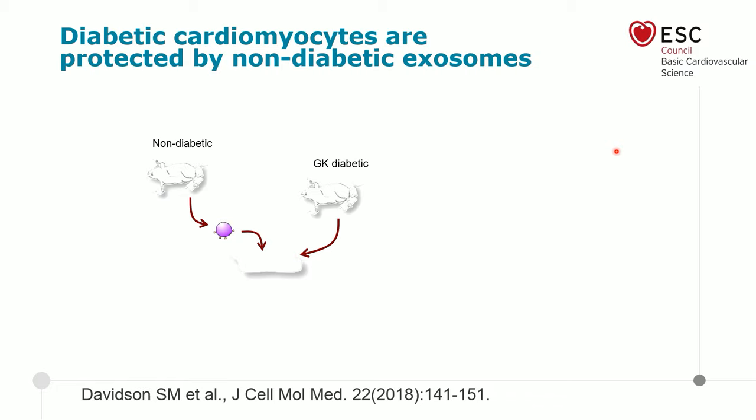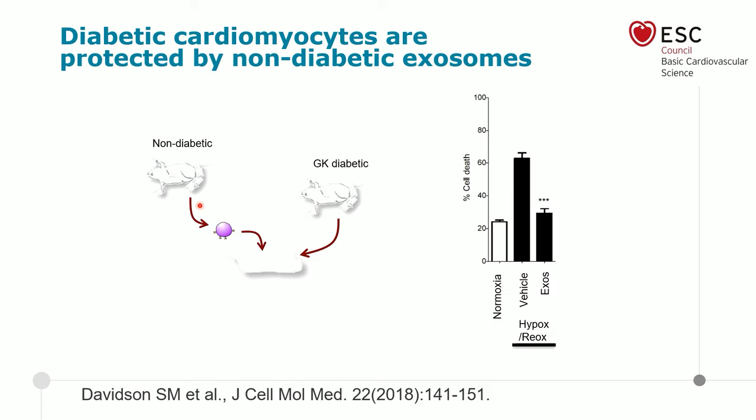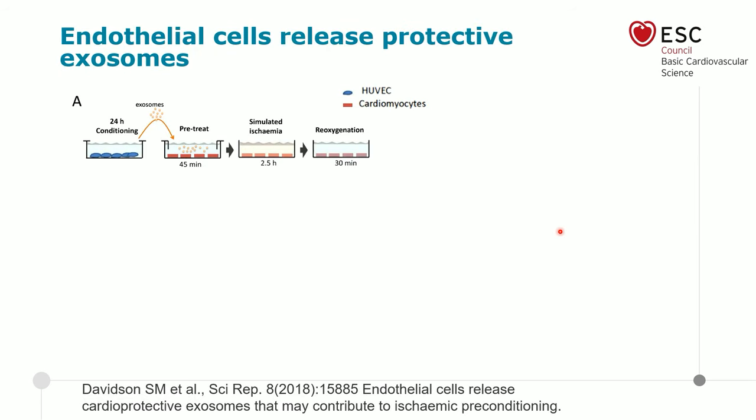But importantly, what if we take cells from the diabetic rat and incubate them with exosomes from a non-diabetic rat? Then these we find are cardioprotective in the isolated cell model. So they reduce the injury after hypoxia and reoxygenation. So those experiments were done with exosomes isolated from the pure plasma. We wanted to start to look at exosomes from different cell sources and see which cells might be responsible for those protective exosomes.